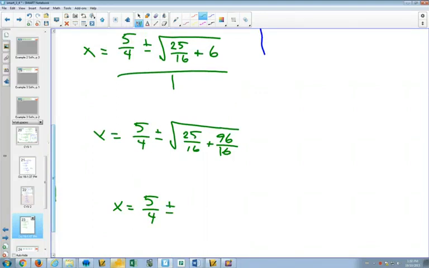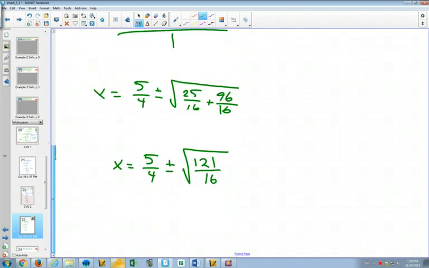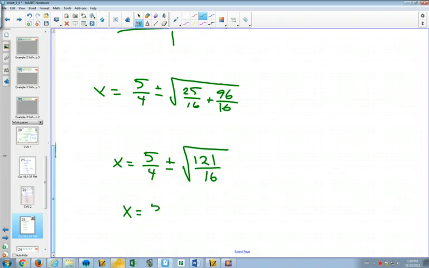Oh, this is turning out to be a beautiful number inside. 121 over 16. And this is a nice number because it simplifies perfectly. The square root of 121 is 11. And so we get 11 over 4, because the square root of 16 is 4.